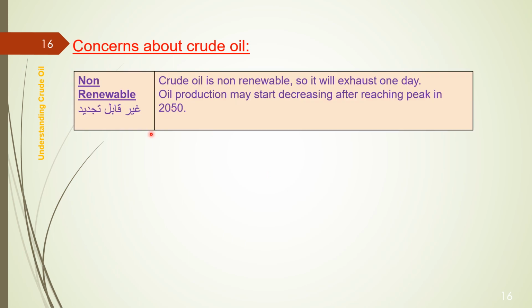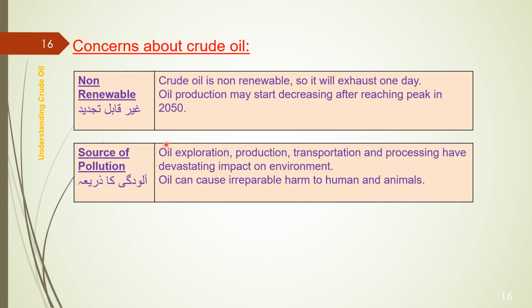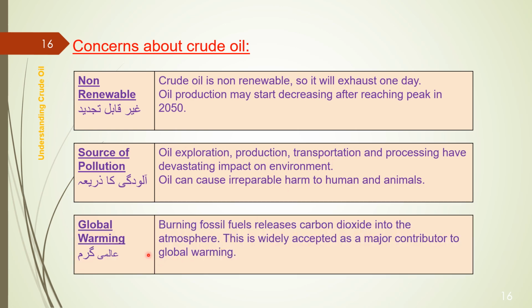Concerns about crude oil: non-renewable. Crude oil is non-renewable, so it will be exhausted one day. World oil production may reach its peak in 2050 and then start declining. Source of pollution: oil exploration, production, transportation, and processing have a devastating impact on the environment. Last is global warming. Burning fossil fuel releases carbon dioxide into the atmosphere. It is widely accepted as a major source of global warming.